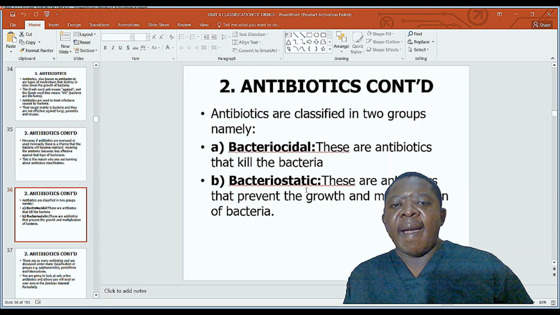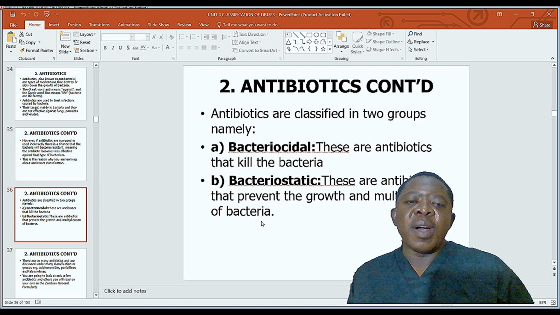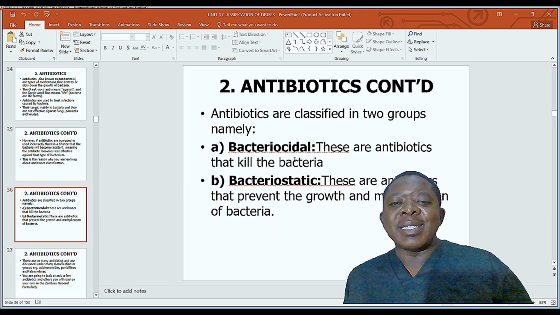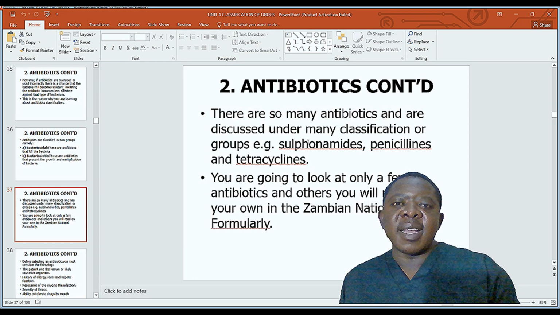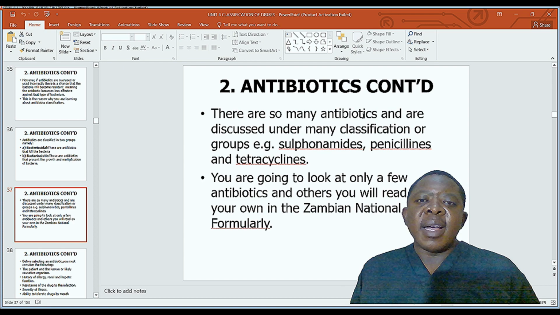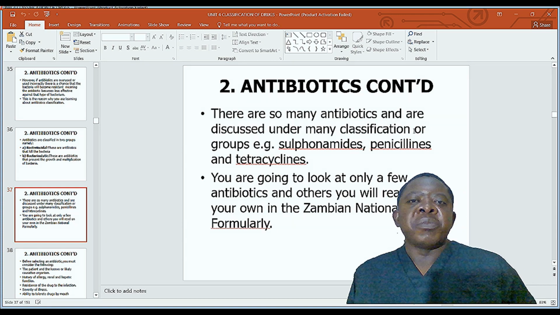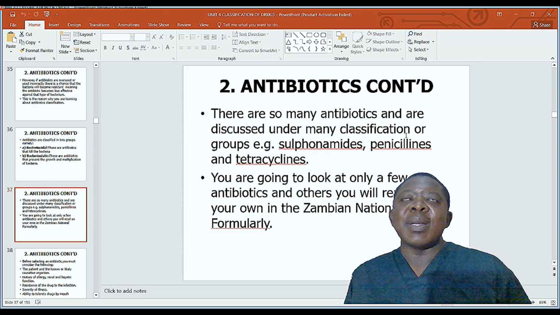Then bacteriostatic: these are antibiotics that prevent the growth and multiplication of bacteria. So static, they will prevent the growth and multiplication of the bacteria to facilitate the engulfing of those bacteria. There are so many antibiotics, and we will still discuss some in our board lesson.